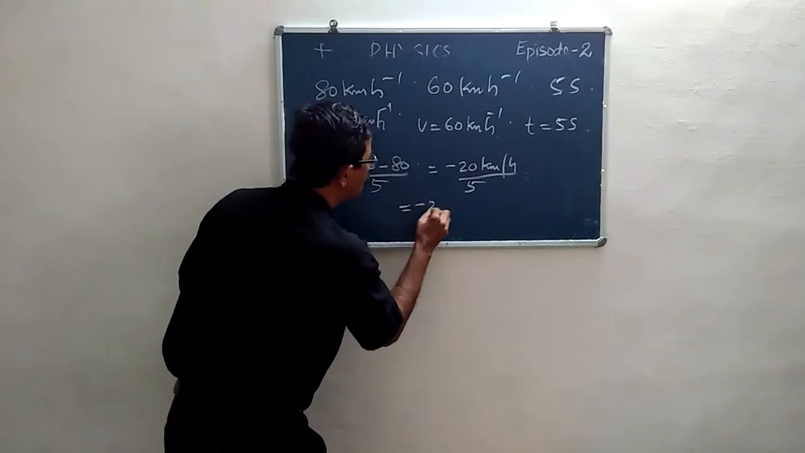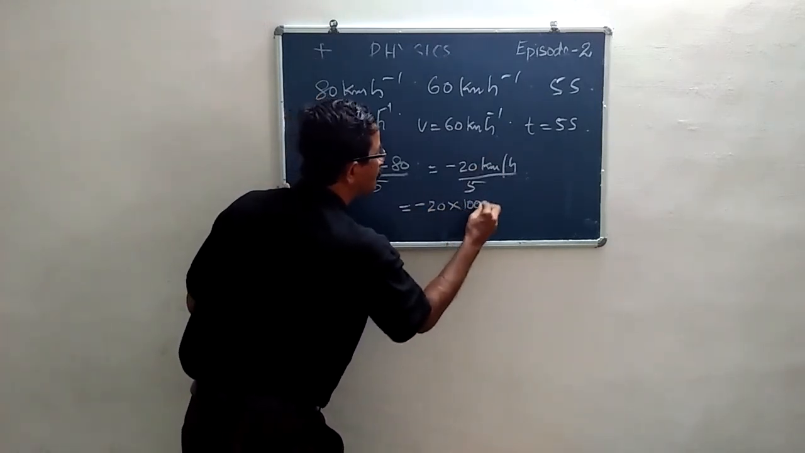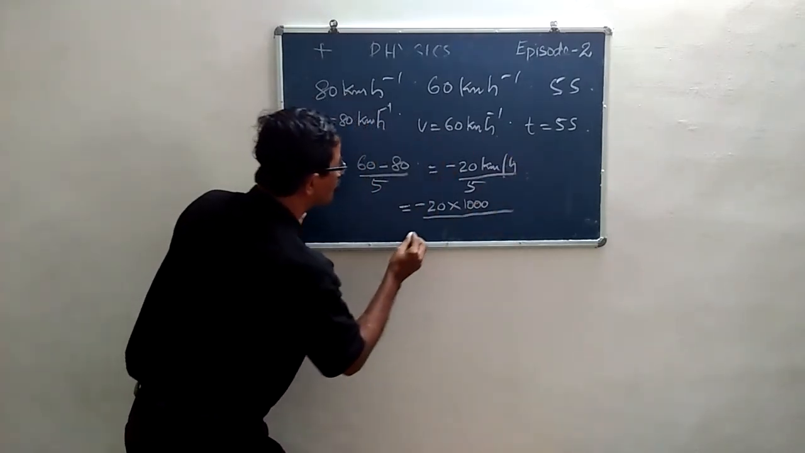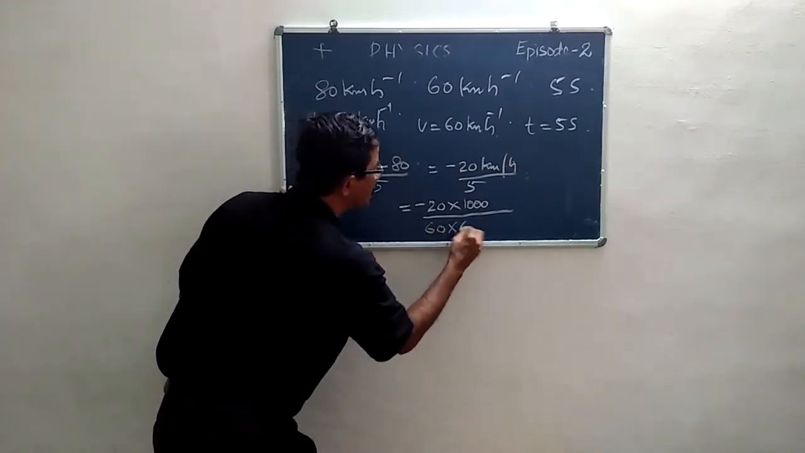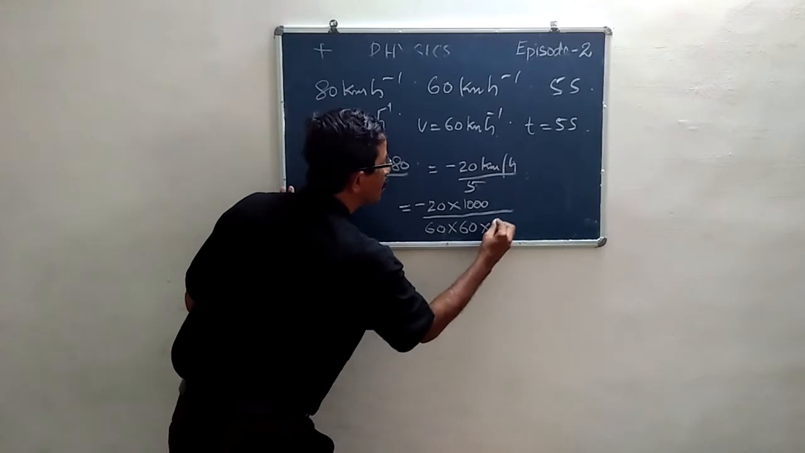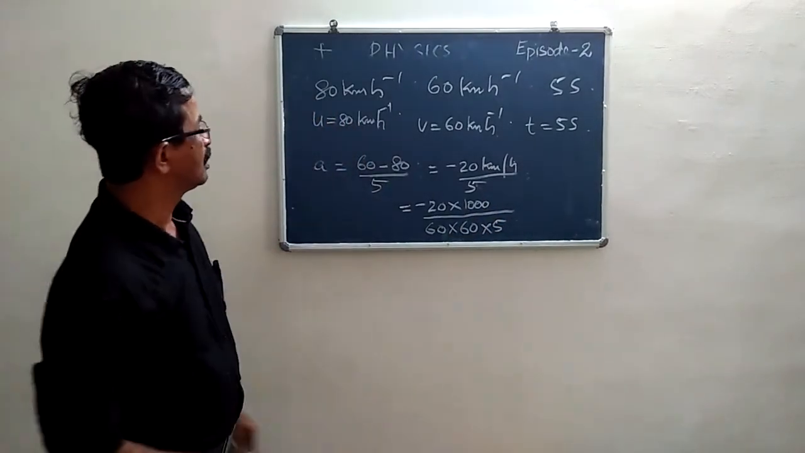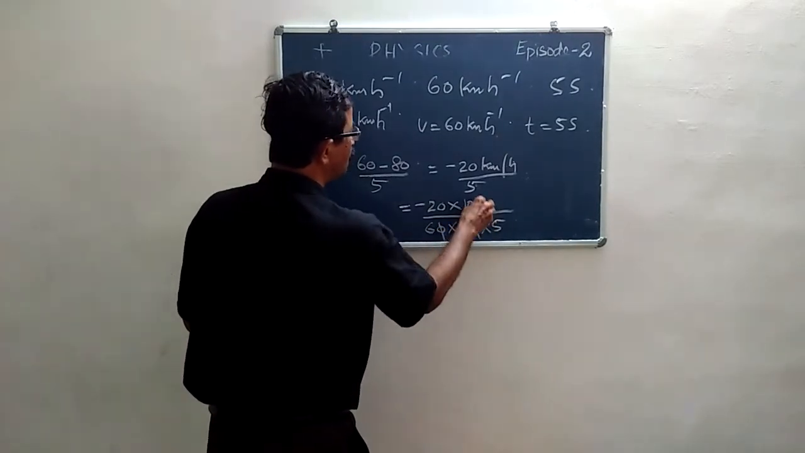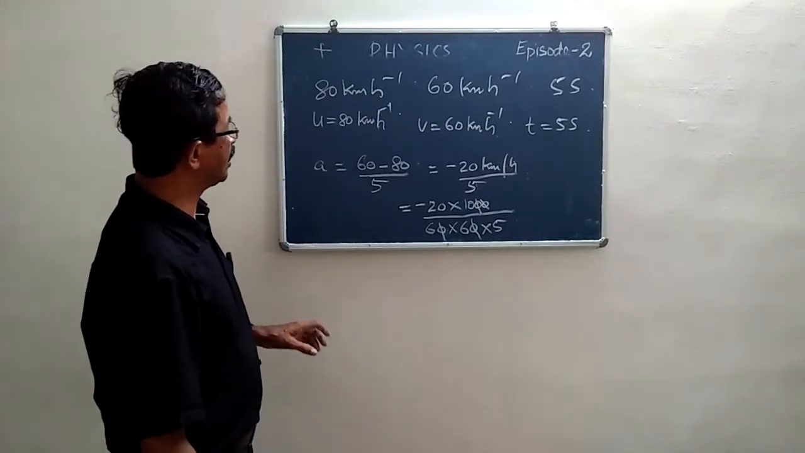That is minus 20. This kilometer we can convert into meter by multiplying with 1000. And this hour we can change into seconds, since 1 hour is 60 minutes and 1 minute is 60 seconds, into this 5. Okay. Now we can simplify this. Zero, zero cancel. Here also zero, zero. Now we can simplify more.